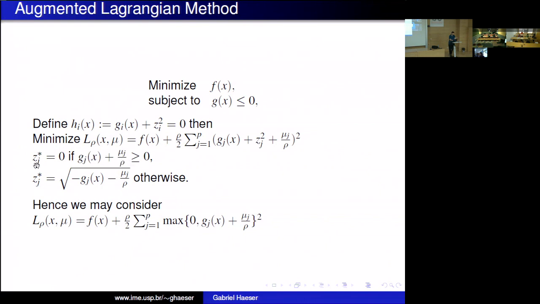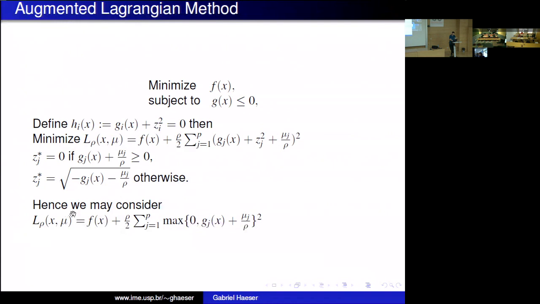So if I know that this happens, I change z to 0. Otherwise, if this is negative, I can plug in some value of z here, such that this term is 0. It's the least possible value that this function assumes. Since I'm squaring everything, the least possible value is when this is 0. So when this term is negative, I can choose such z. So this is the optimal value of z.